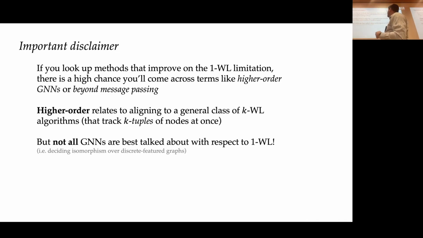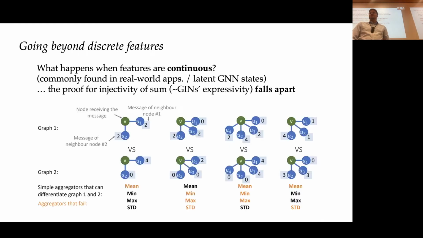But the reason why I don't prefer to use this term for all of these approaches is because not all expressive GNNs are best talked about with respect to this Weisfeiler test. If you remember, the main premise of the Weisfeiler test was to decide isomorphism over graphs that have discrete features, okay? But what if the features are not discrete?